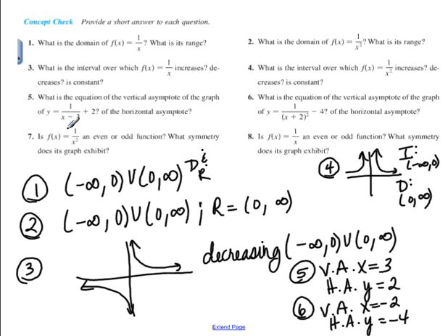We talked about even or odd in the lecture video. 1 over x squared is an even function, and that's because it's symmetric with respect to the y-axis. And 1 over x is an odd function. It's symmetric with respect to the origin. Okay.